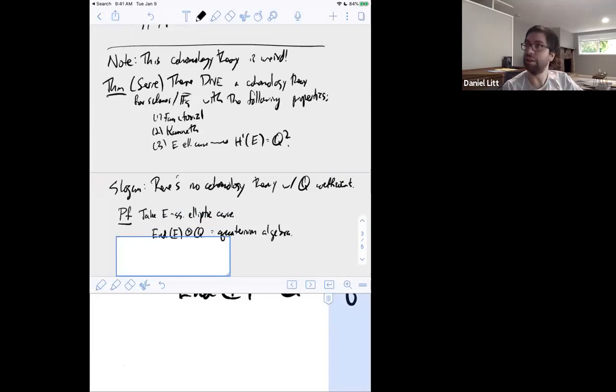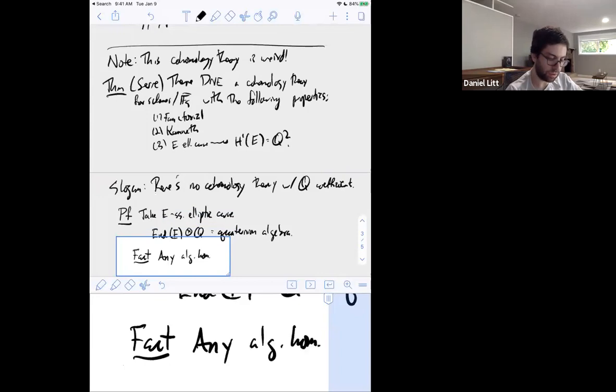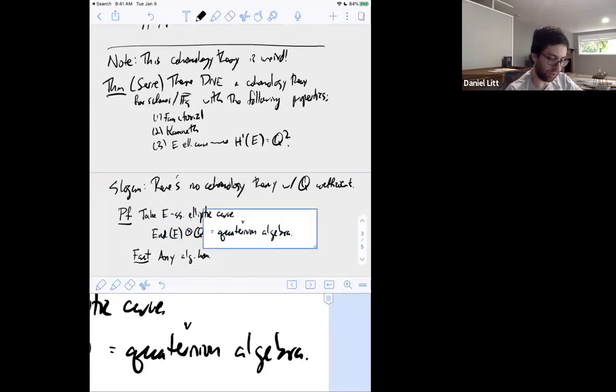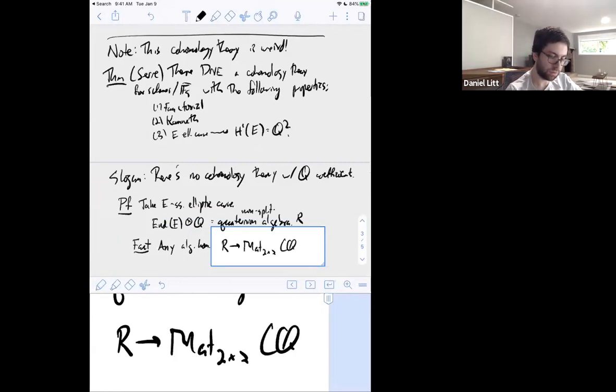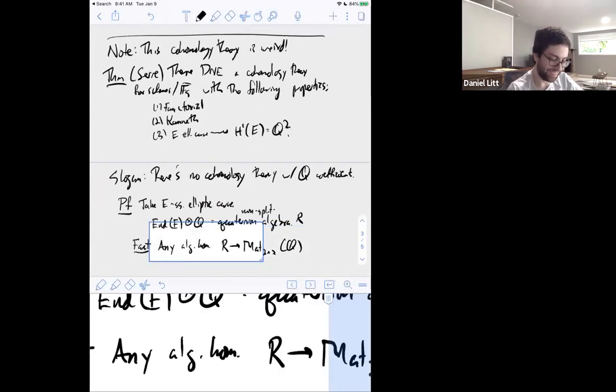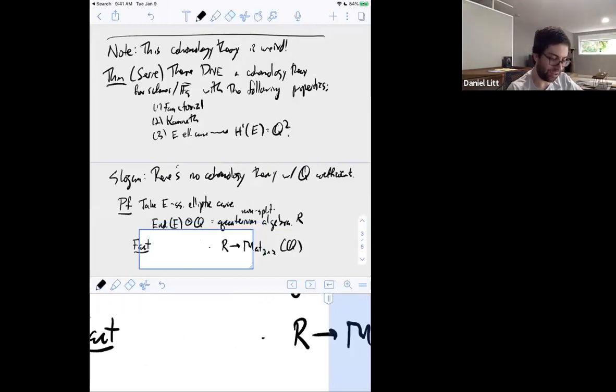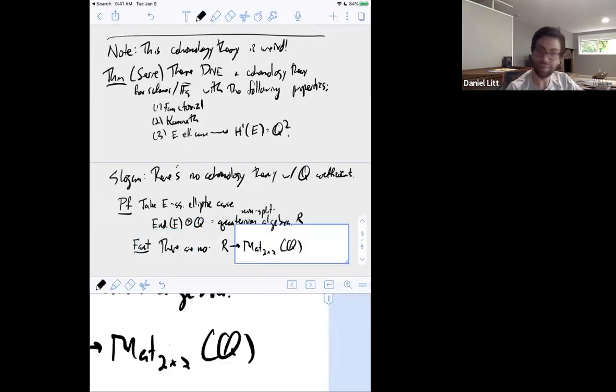And okay, so here's the key fact. Here we have a non-split quaternion algebra. Let me call it R. Any algebra homomorphism from R to 2x2 matrices over Q, well, they don't exist. There are no homomorphisms like this. Okay. Does anyone see where we're going?